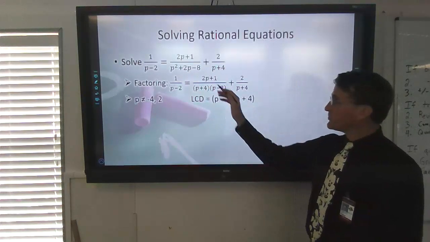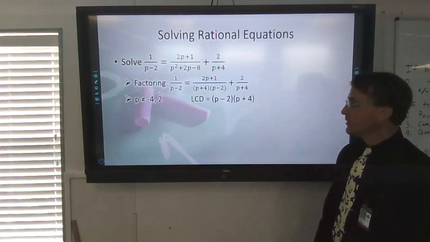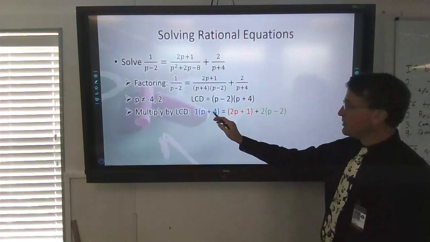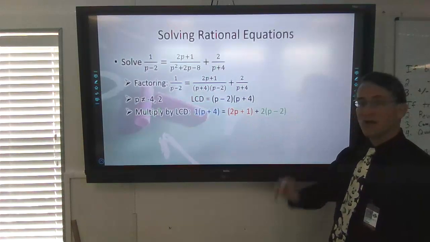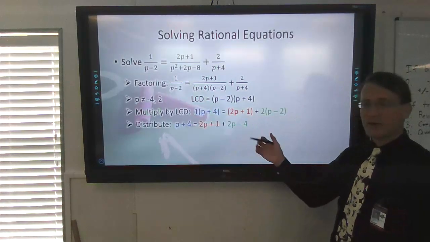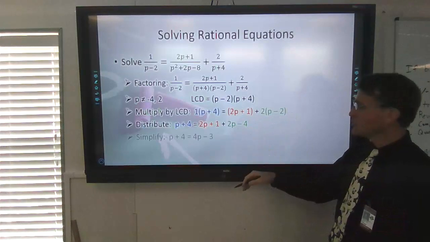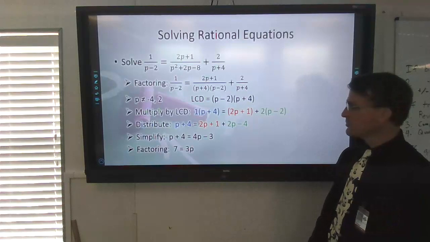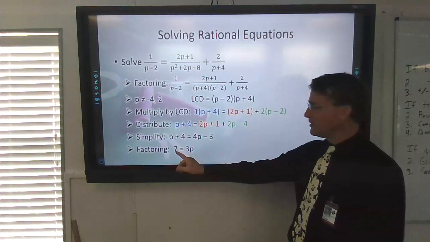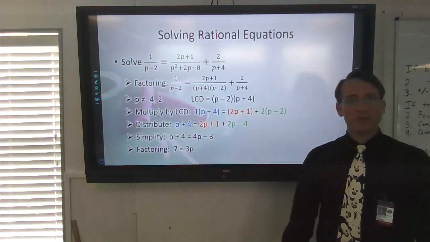Multiplying each of my three terms by my common denominator and canceling out, I get p plus 4 equal to 2p plus 1 plus 2 times p minus 2. Go ahead and distribute, combine like terms on each side, move everything over to one side and your non-p values over to the other side, and you end up getting 7 is equal to 3p.